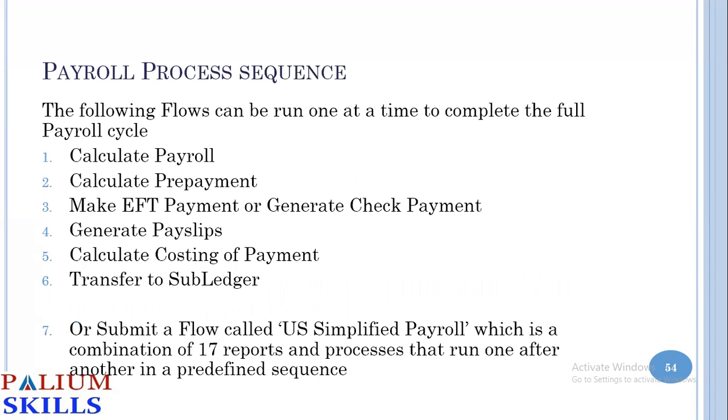So this is the sequence. Payroll process sequence. Remember this. This is very important. This is how the entire payroll processing happens. These are the names of something called flows, the names of the processes.